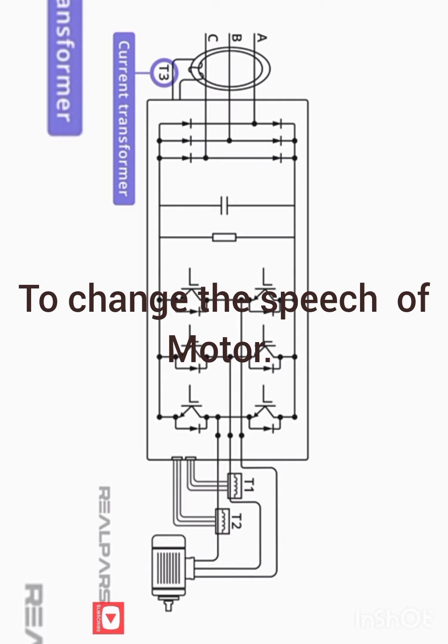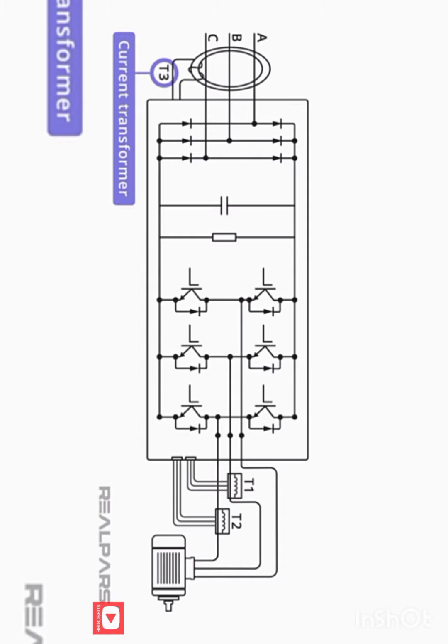Secondly, it is used where we need different frequency, different speed of the motor. For example, sometimes we need a high speed, sometimes we need low speed. So according to the situation, we change the speed of the motor. So that is why we use VFD.